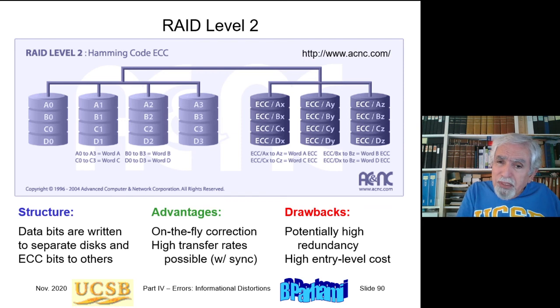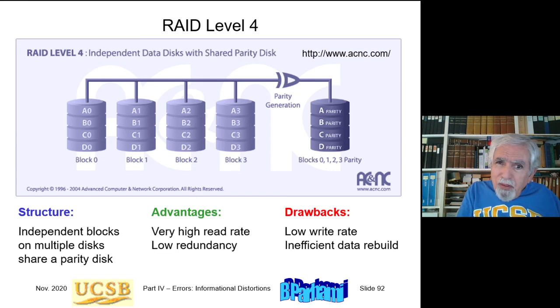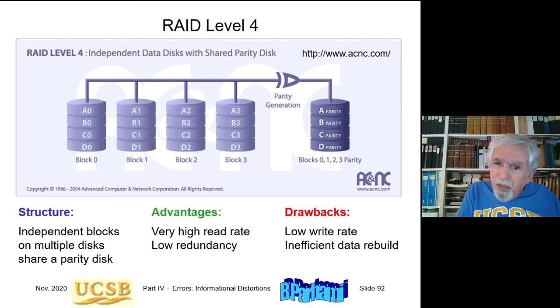RAID level 2 uses coding. It was abandoned pretty quickly. So for example, if you use a Hamming 4,7 code, there are 4 data bits and 3 check bits. RAID 3 uses parity. RAID 4 also uses parity, but the parities are computed on larger blocks than in RAID 3. So it's somewhat more efficient.